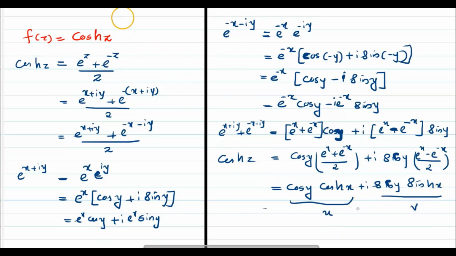Now, how to check whether this function is analytic or not? We need to verify the CR equations. That means u_x = v_y and u_y = -v_x. This is the CR equation. We need to check this equation for this function u and v, and also check the continuity of partial derivatives u_x, u_y, v_x and v_y. If the CR equations are satisfied and all the partial derivatives are continuous, then this function is analytic.